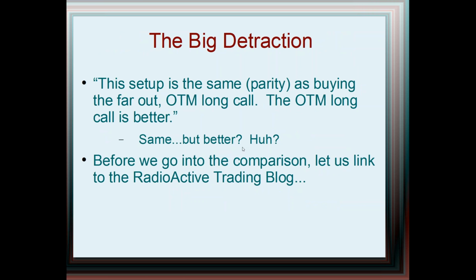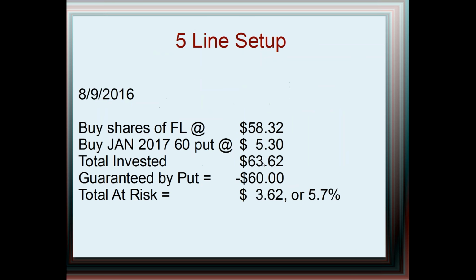The big detraction, the obvious detraction for all of you who are savvy options investors and have been trading: you look at that radioactive trade setup and the profit and loss chart, and you say the setup is the same as buying a far out of the money long call, but the out of the money long call is better. Well, by definition, something can't be the same but better, okay? I'm not going to go to the RadioActive Trading blog right now. This was from an older presentation, but Kurt has several blog articles there where he has discussed why the long call is not a parity trade to the married put, but we're going to go into it right now.